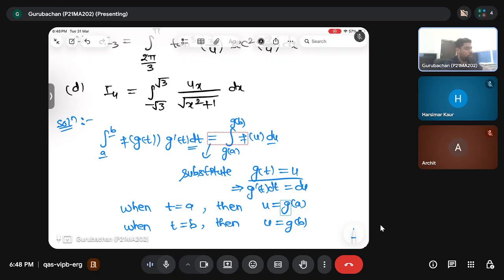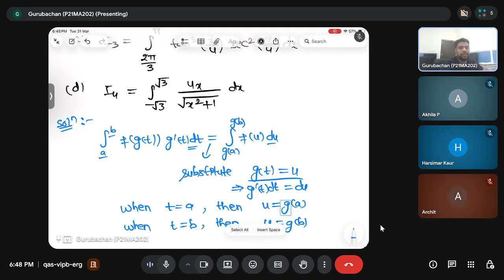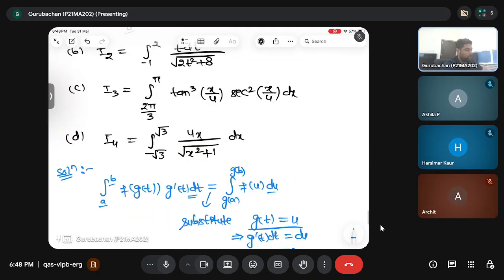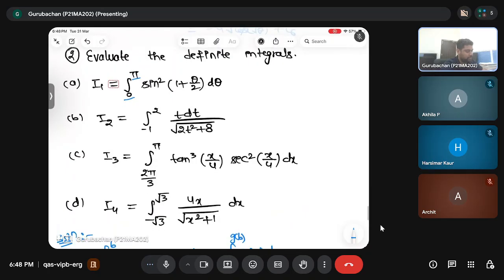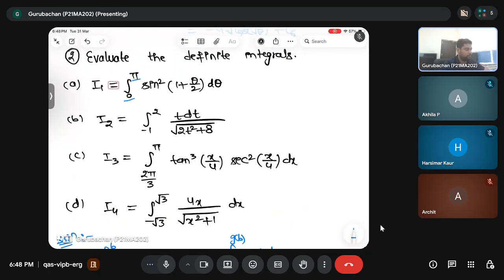You just want to make sure of this in the case of definite integration. Otherwise, the integration method remains the same. So try these four, then we will discuss them combined.